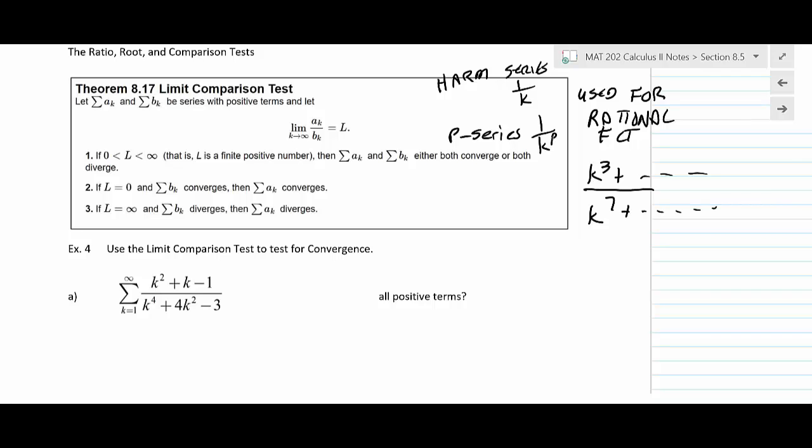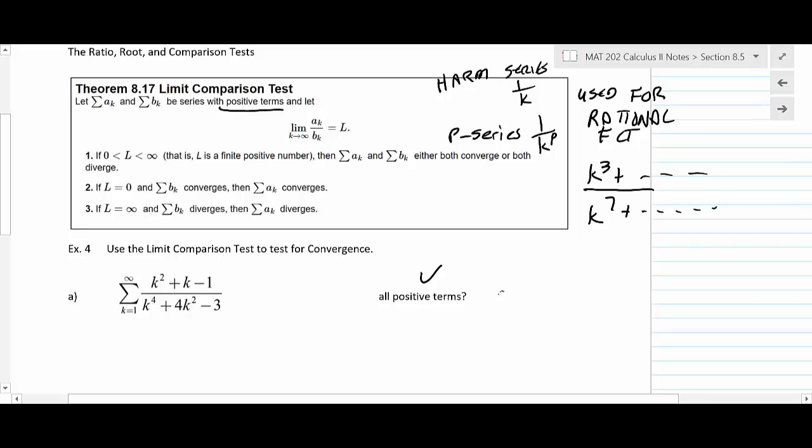So one of the key things that you're doing on limit comparison is you've got to think about how far those highest exponents are off. First of all, this one is going to have all positive terms, because you do have to have that, and you can verify that by writing out the terms if you want to. And the denominator is always going to be bigger than 1.